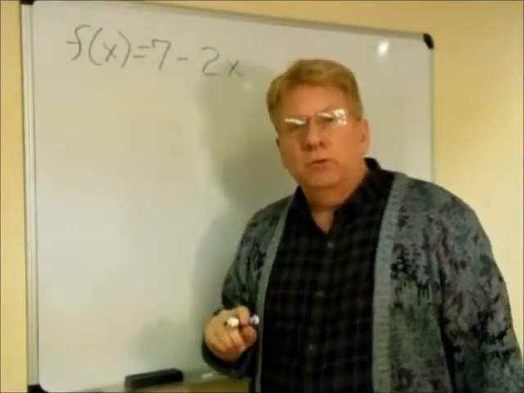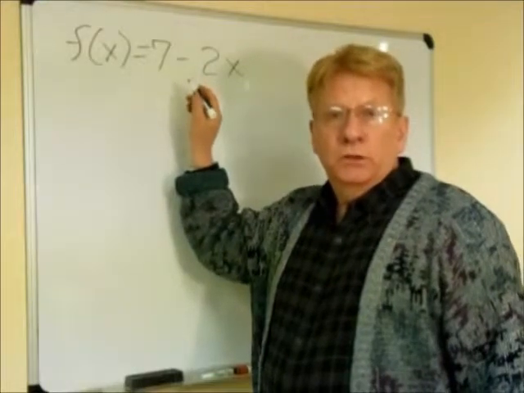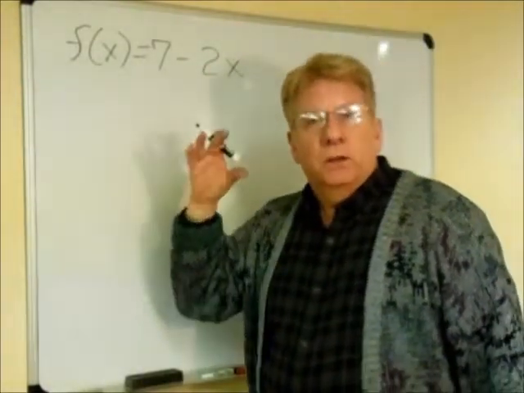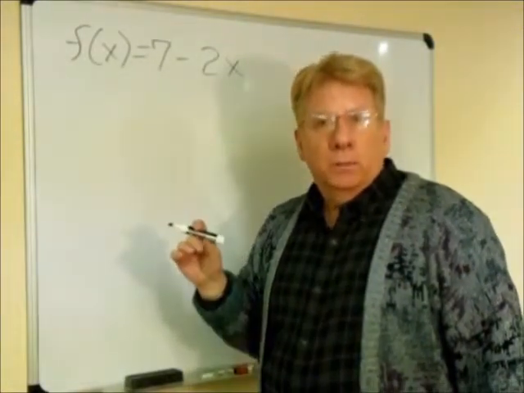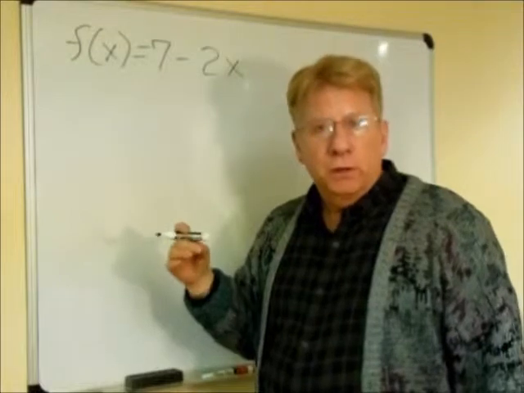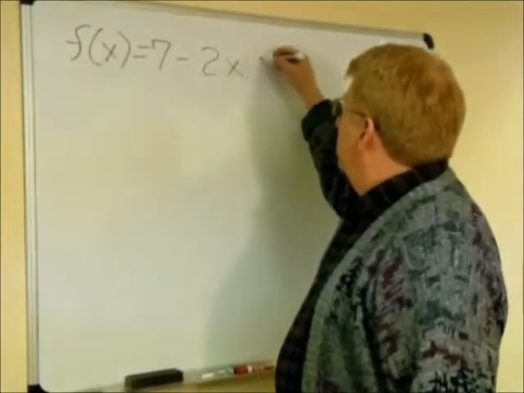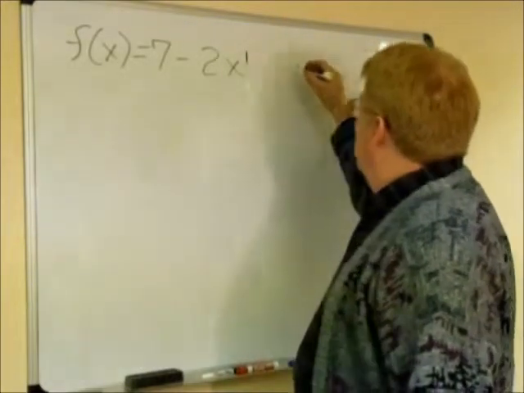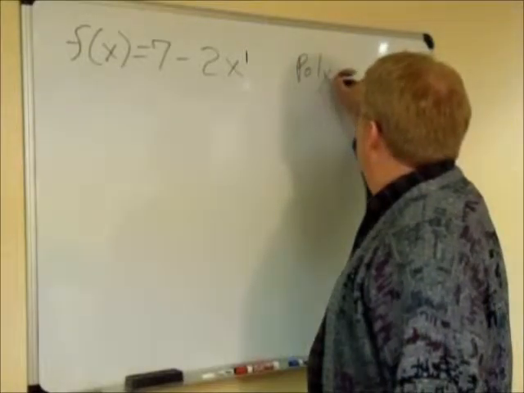Okay, to see if it's a polynomial, first we look and make sure that all the exponents are whole numbers. A whole number is a number that's 0, 1, 2, 3, 4 and greater. It can't be a negative number, it can't be fractional. So in this case we have x to the first power, so it is a polynomial.